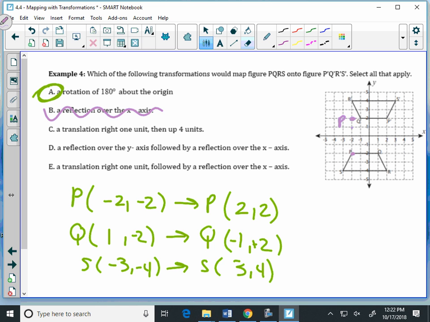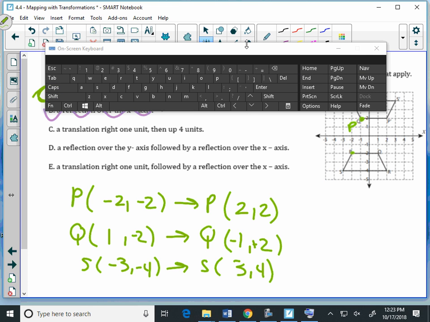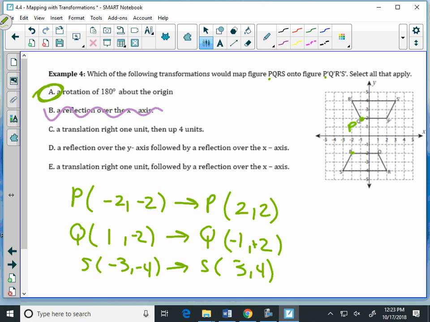If we take a look at C, it says a translation right 1 unit, then up 4. So let's try it. Now I'm going to take P. Go right 1, up 1, 2, 3, 4. Huh. Did that one work? Why didn't it work? It matched up with a point. It matched up with the P prime, good, but it didn't match up with the correct one. So that's really important. P has to map up with P prime. And it didn't in this transformation. It matched up with Q prime. It has to map up with the correct one. That's tricky. Pay attention to that.